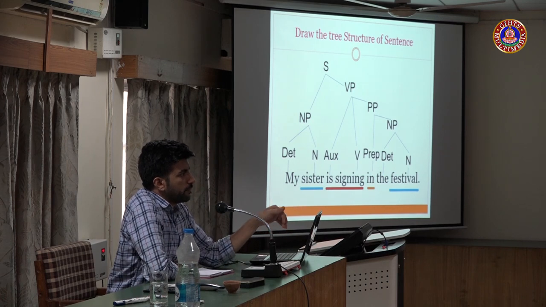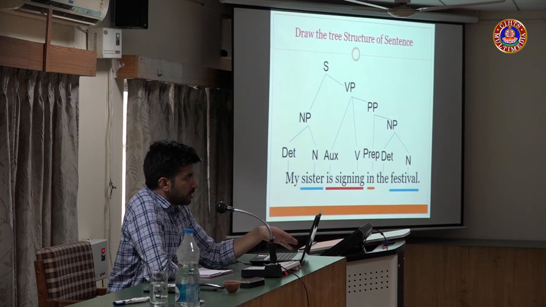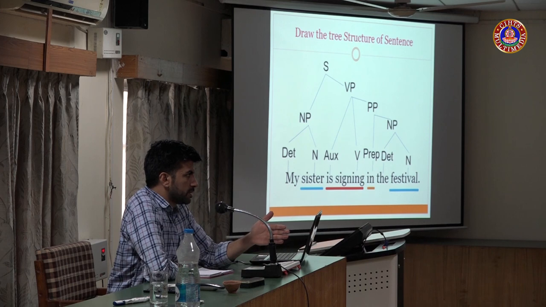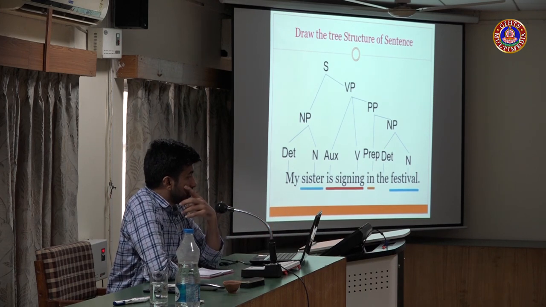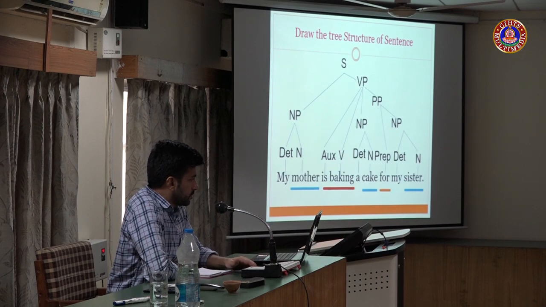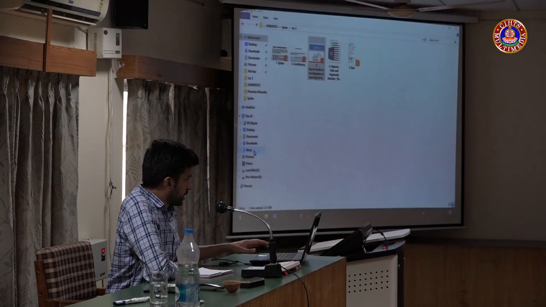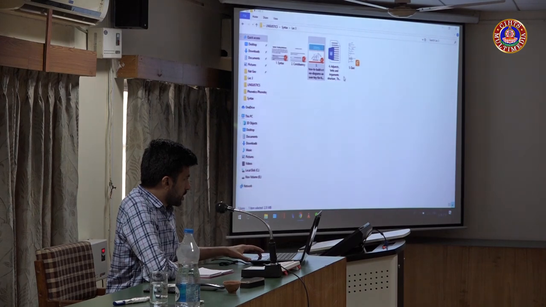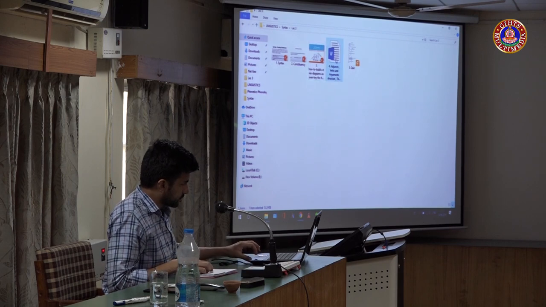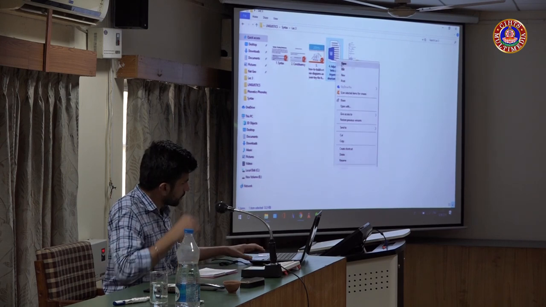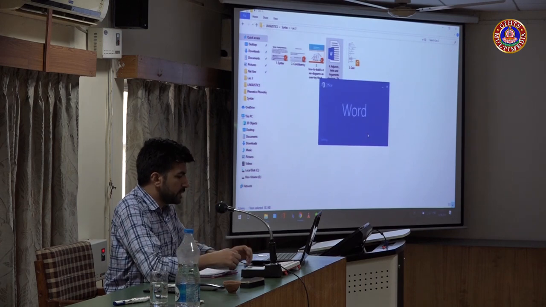So what is the verb phrase in this sentence? "Is singing in the festival" is the verb phrase. And inside it you have parts like the prepositional phrase, then the noun phrase. I think we have done enough of this, and I'm just left with something called adjuncts. That is also an important part of syntax.